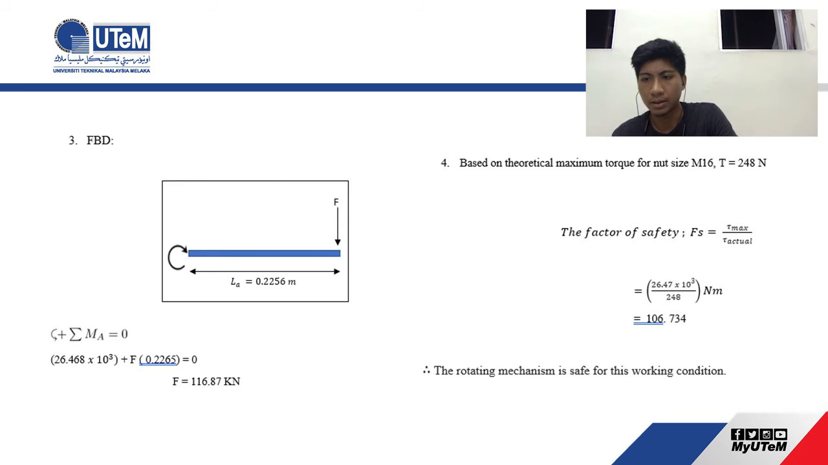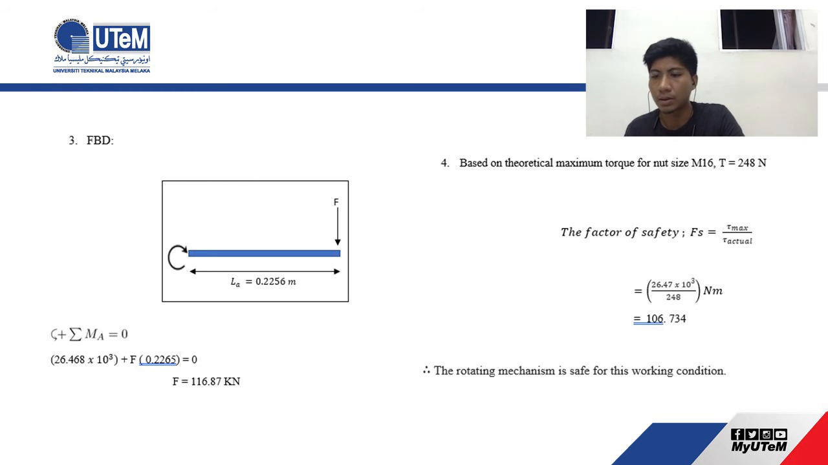So the third value that we have to pick up from the internet is the value of maximum torque for nut size M16, in which T is equal to 248 Newton meter.